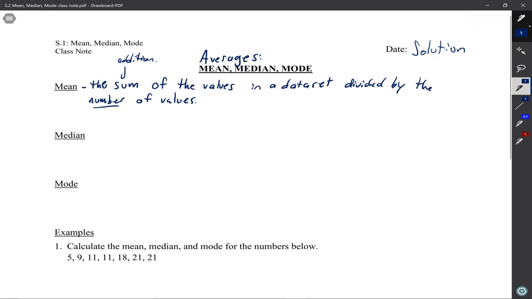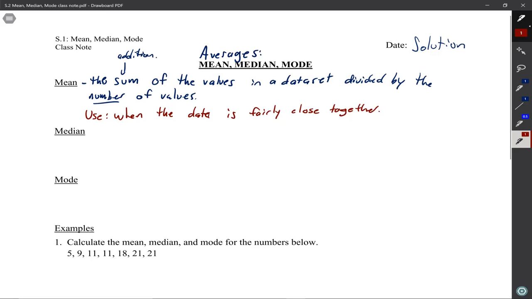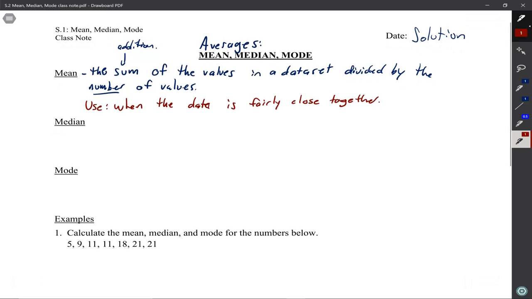So you're going to want to use the mean when the data is fairly close together. Otherwise, you'll see that some data points can really change the value of your mean, and they can change the meaning of your information.